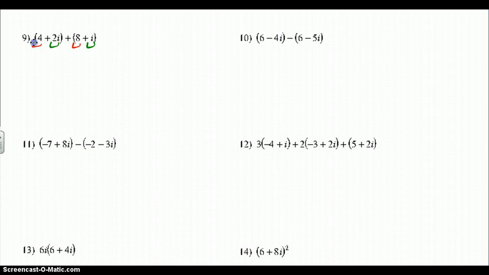Okay, so if I add the two real parts together, 4 plus 8 gives me 12. And then if I add the two imaginary parts, 2i plus 1i gives me 3i. And that's my final answer right there.